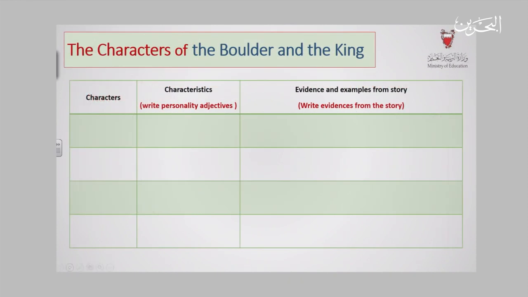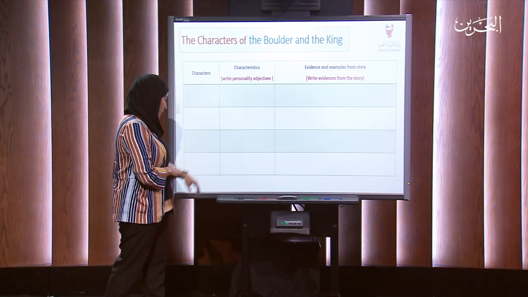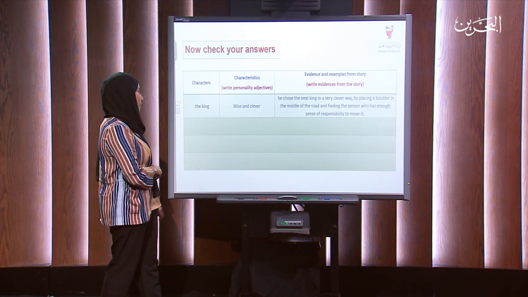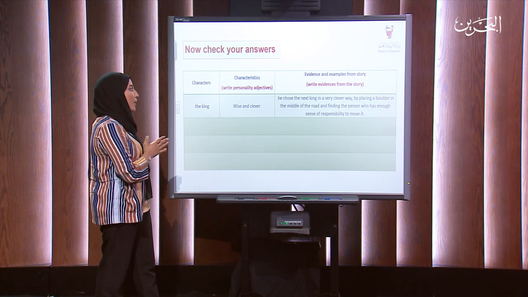Now, for example, for the boulder and the king, there were four main characters. So what I want you to do is, I want you to recall the four characters and give me the characteristics of that character with the evidence. What do I mean? For example, the king. The characteristics, wise and clever.